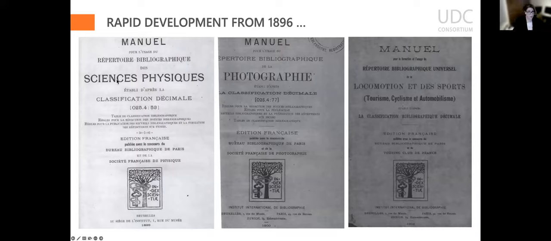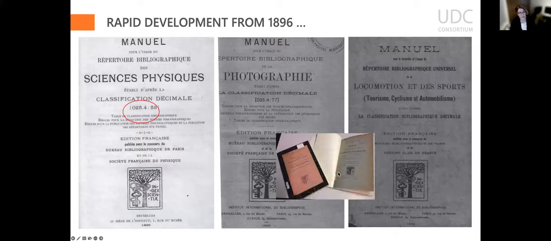So as they proceeded, they started in 1899. You can see these booklets. The first one is physics. You can see already that it has a UDC number on it. And interestingly enough, this UDC number is still valid today. This means decimal classification of physics in relation to physics. Then they developed photography. Then you can see sport here. And these booklets are very fragile. They are not digitized. You can barely open them or photograph them. The paper is falling apart. So unfortunately, this is as far as we can go into analysis.